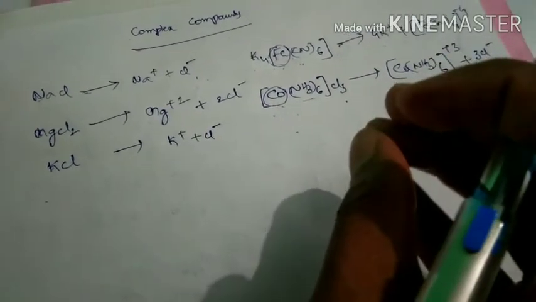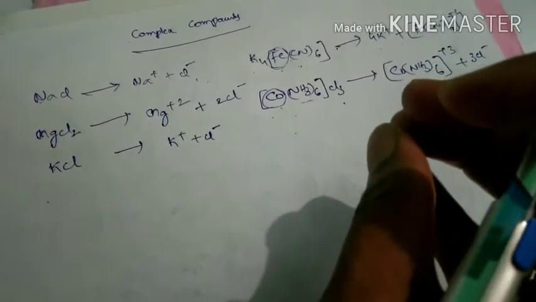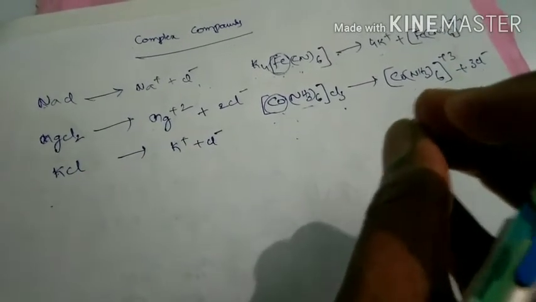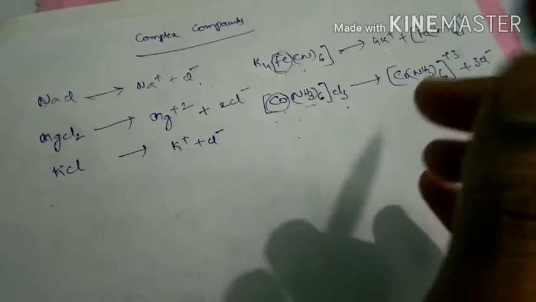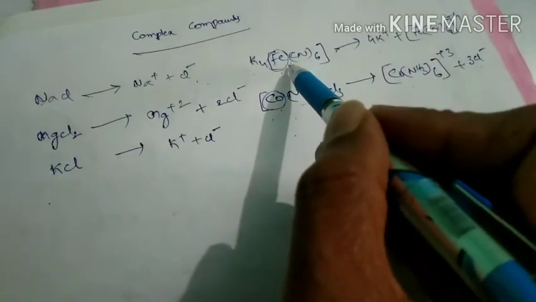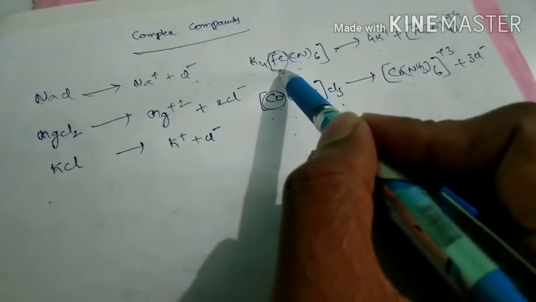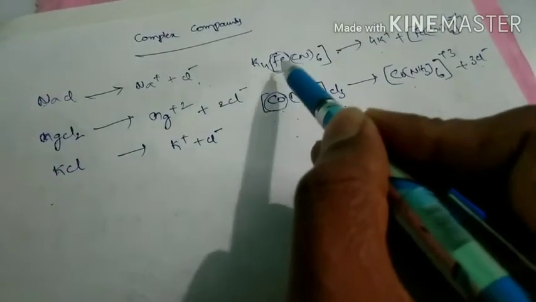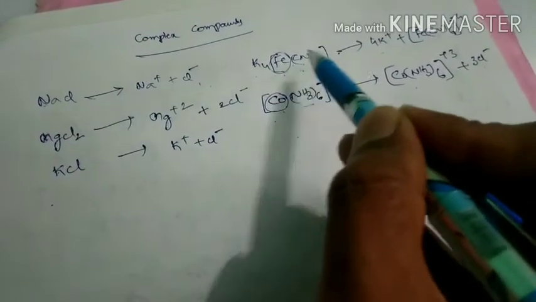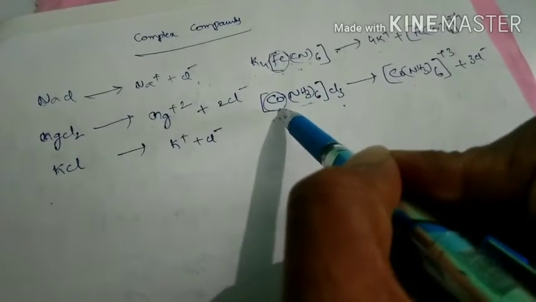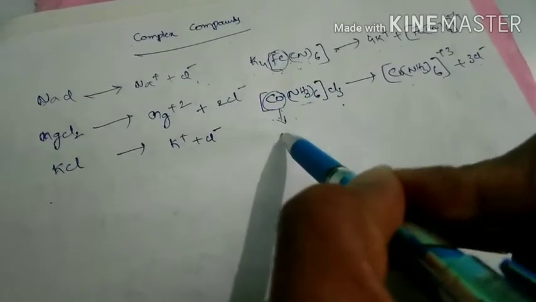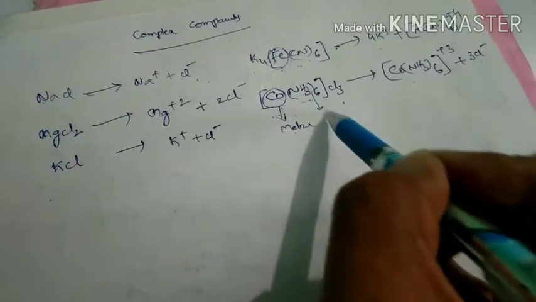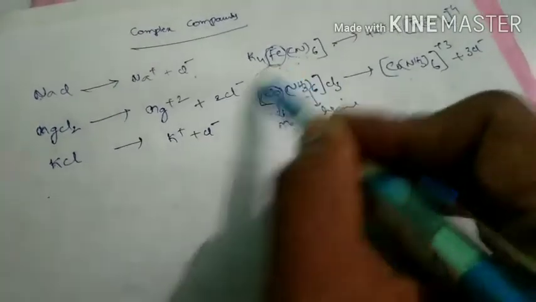So what is the point here? In every complex compound metal atoms and ligands are present. The substances which are attached with the metal atom are called ligands. So in the above example, cyanide is the ligand, iron is the metal. In the second example, cobalt is the metal and ammonia is the ligand.